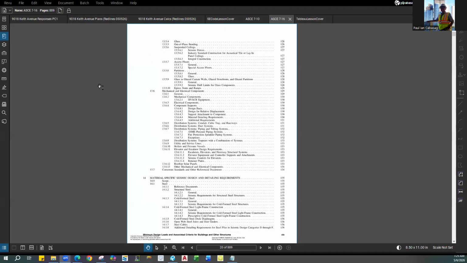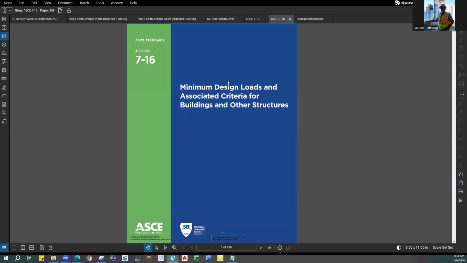The code I'm most familiar with and would like to start with is ASCE 7. So I'm going to share my screen. If you hold for a bit. Okay, so here you go. This is the code I was talking about.